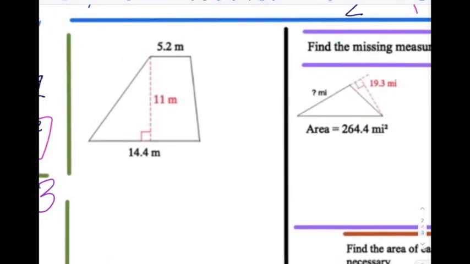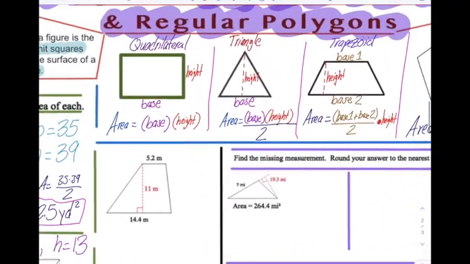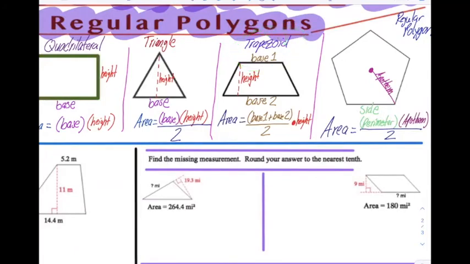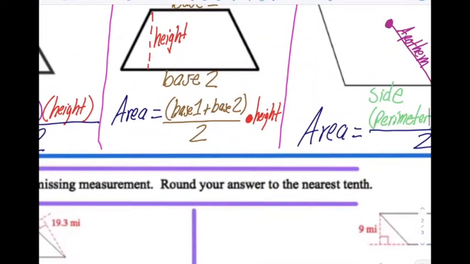Again, we're finding the area. Well, what is this shape? Let's go back and look at our notes. Clearly this is a trapezoid, right? And the area of a trapezoid is base 1 plus base 2 divided by 2 times the height.